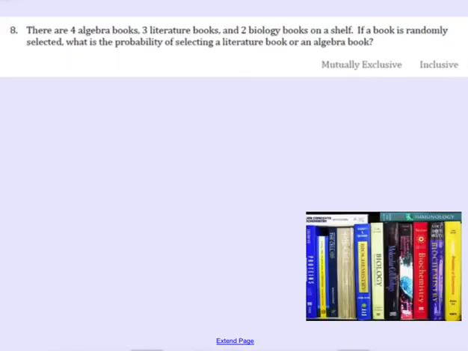Let's take a look at number 8. There are 4 algebra books, 3 literature books, and 2 biology books. If a book is selected at random, what is the probability of selecting a literature or an algebra book? So you need to ask yourself, can you be a literature book and an algebra book? And no, you can't. So that makes this mutually exclusive because you can't be both.